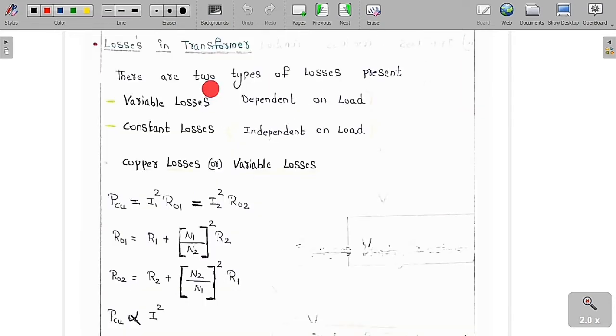Losses in a transformer. So now we are going to discuss another concept which is very important, and most of the questions are asked from this topic. So we have to listen and understand this concept in a very detailed manner.